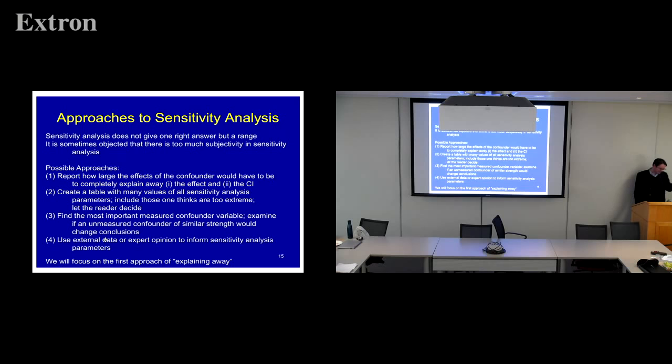And then lastly, one can try to use external data or expert opinion to inform sensitivity analysis parameters. But here in the remainder of this talk, for this E-value, I'm really going to be focusing on this first approach: how much unmeasured confounding is needed to explain away the point estimate, and how much unmeasured confounding is needed to shift the confidence interval to include the null.